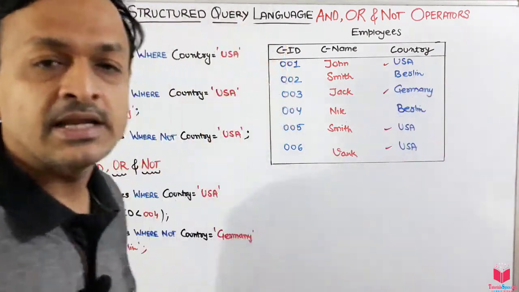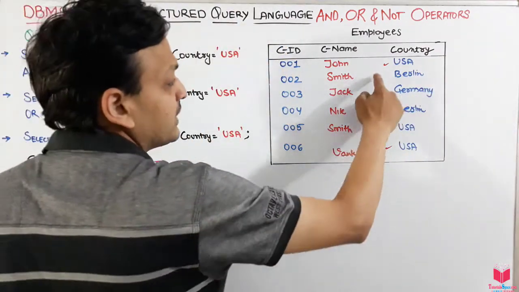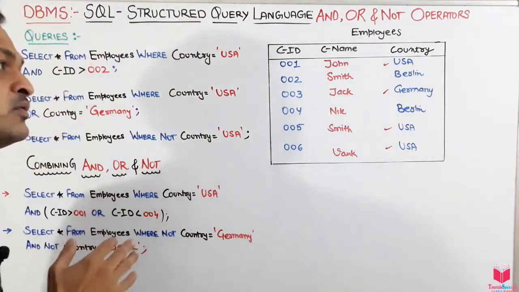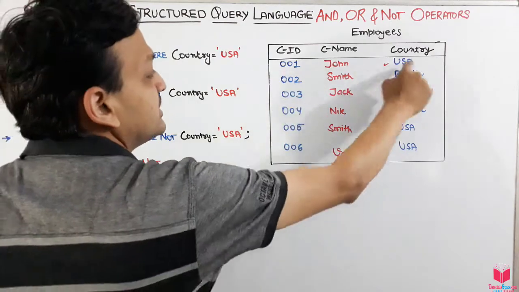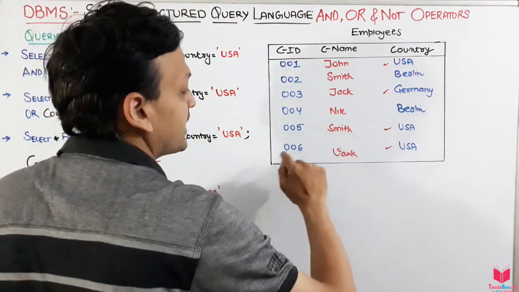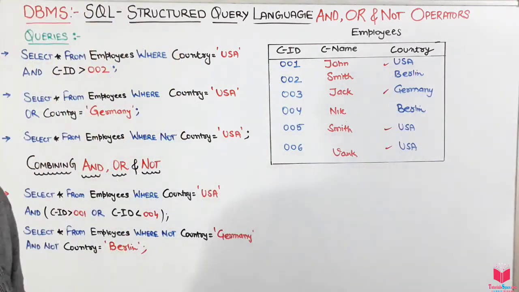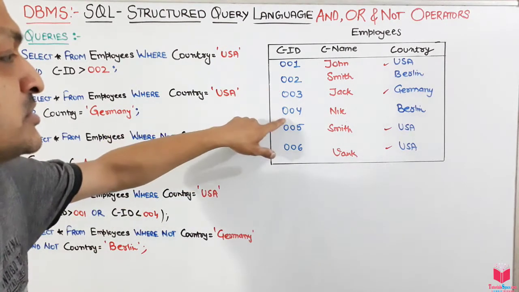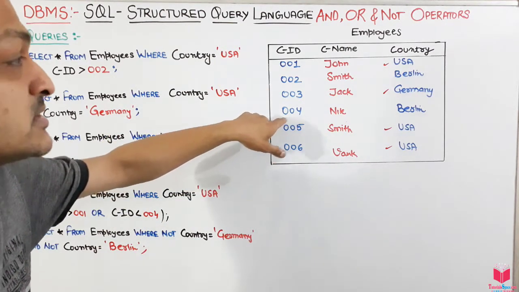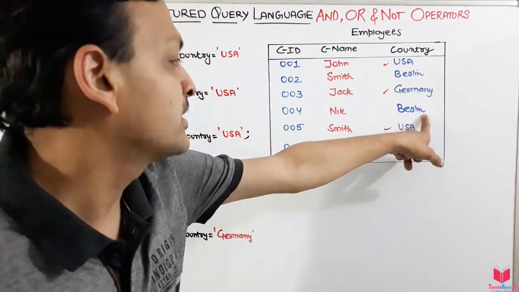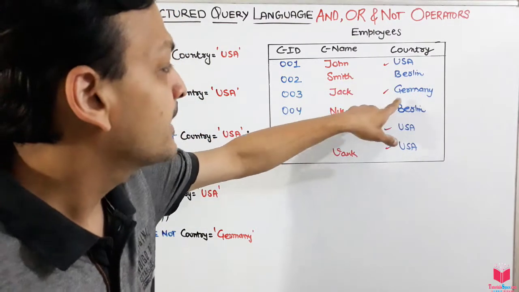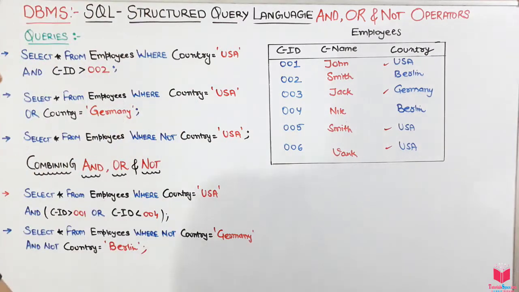Okay, we have selected all these values. From these values we will check the corresponding output, so it will give us this and this. What is going to be skipped? 002 and 004, because they are not USA or Germany, they are Berlin. It will include only USA and Germany based output. So that is the output from this.